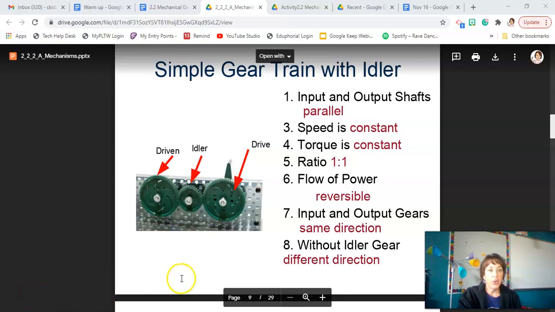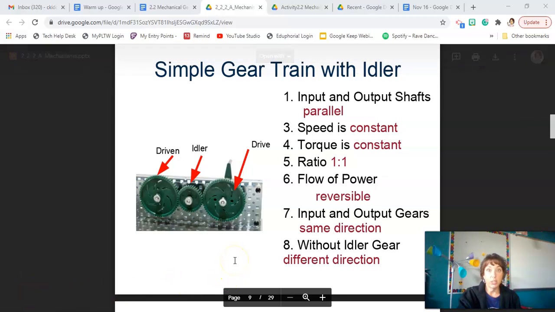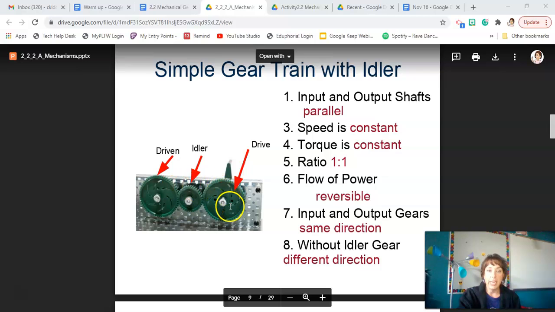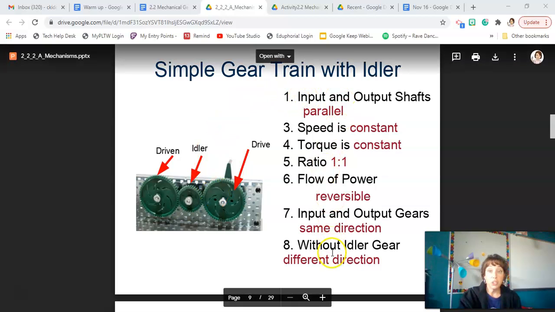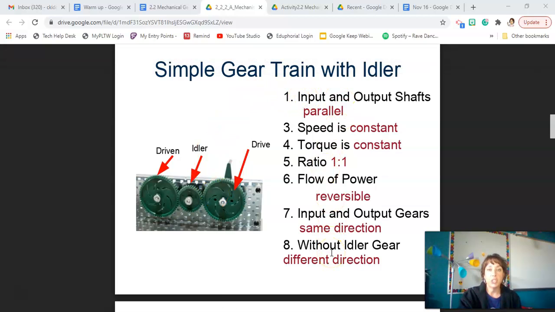Hello everyone. Okay, so this is our simple gear train with idler gear. And this is a very nice picture of what it looks like, and it's what it looks like when we build them in class. And these are the questions with answers that we need to have in our engineering notebook.